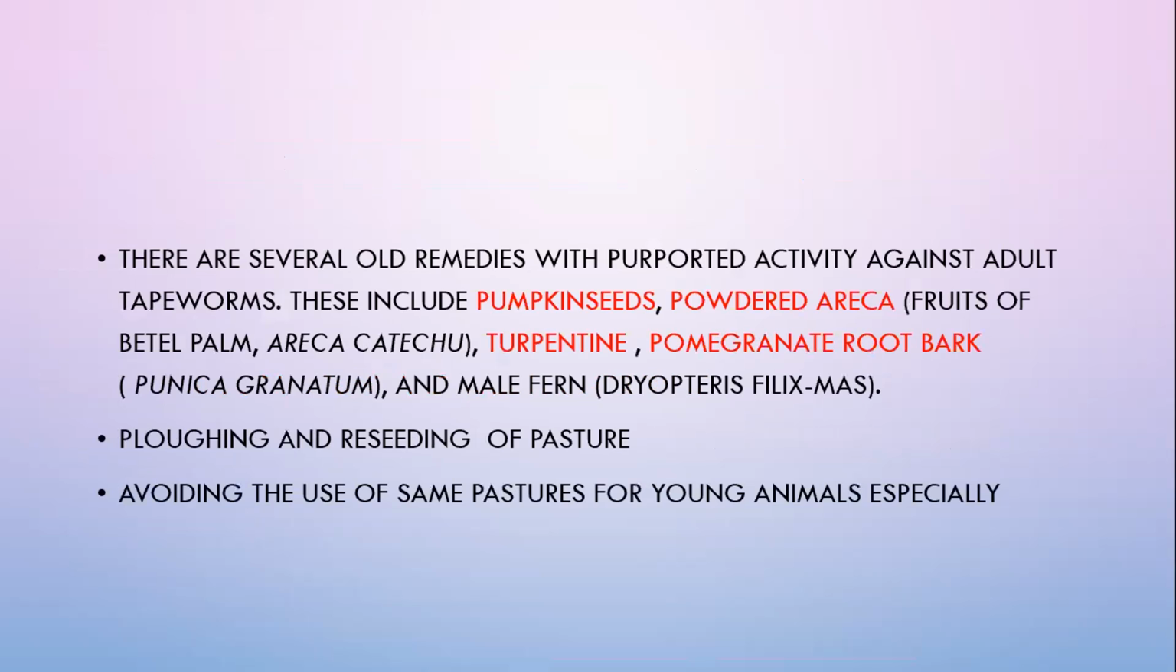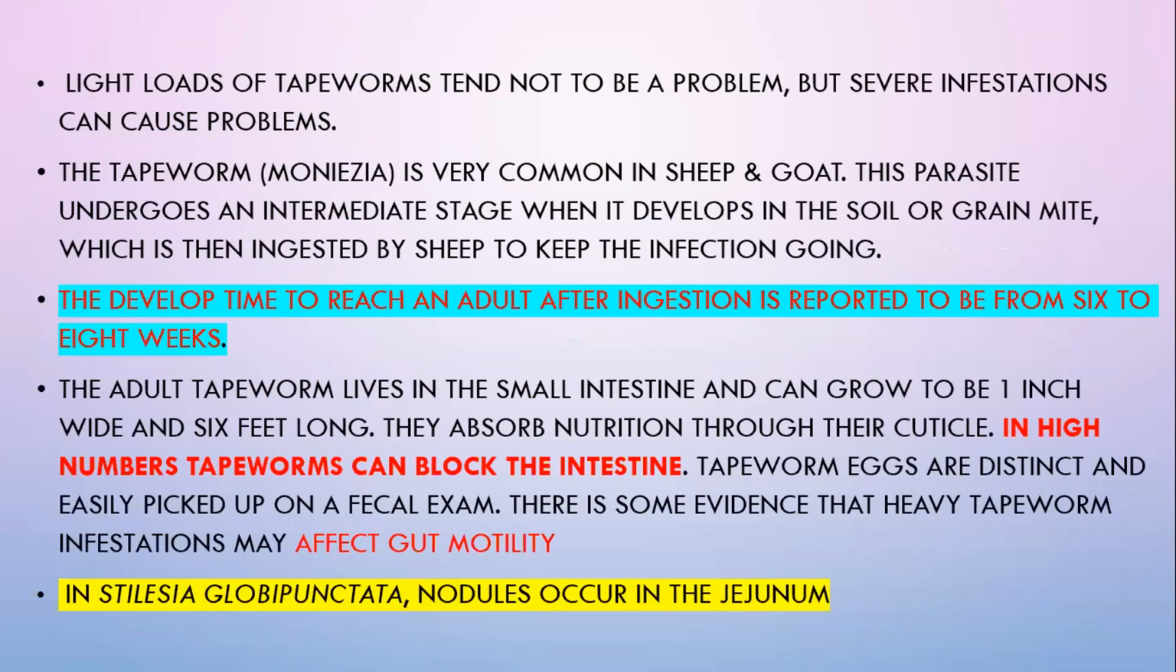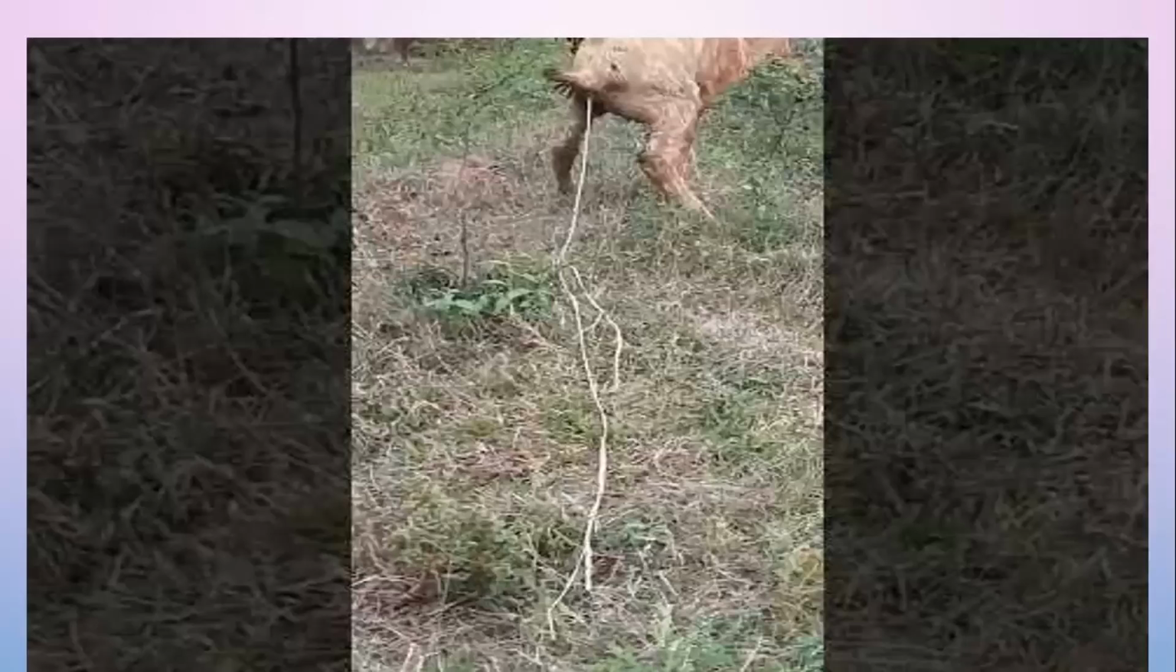There are also some old remedies that can be used against tapeworm infection, and this includes the use of pumpkin seeds, pomegranate bark, and powdered areca nuts. There is also a need to plow and reseed the pasture. We should always try to avoid the use of the same pasture, especially for young animals, because Moniezia infection is very common and pathogenic mostly in young animals only.